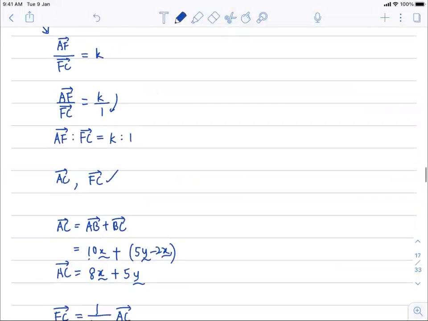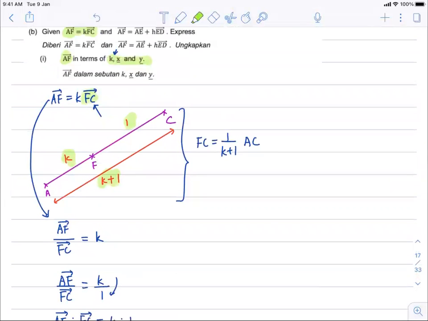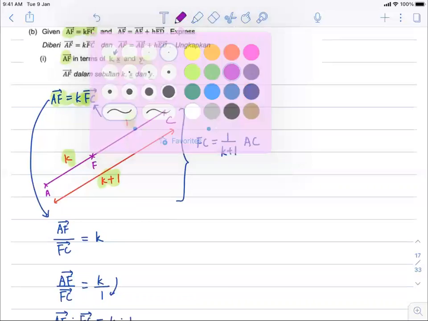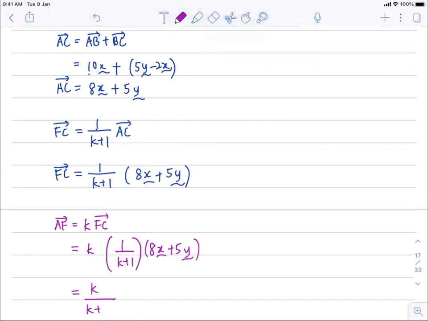Then let us go back. Now that I already have FC, which means I can find AF, because AF is equal to k FC. So AF is equal to k FC, which means k times 1 over k plus 1 times (8x plus 5y). So AF is equal to k over k plus 1 times (8x plus 5y). This is the answer, AF.